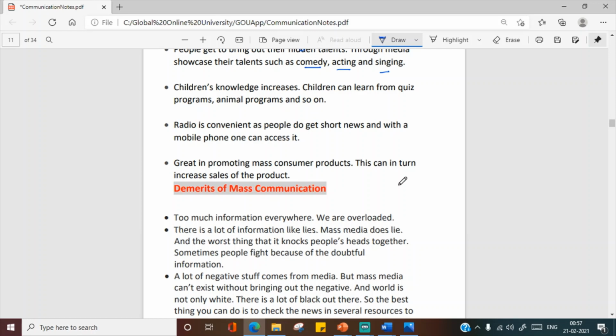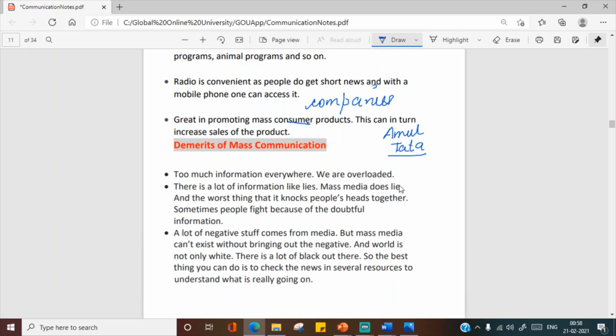Great in promoting mass consumer products. There are so many products for companies, for big companies. Mass communication is very helpful. Why? Because they can target a large number of audience, like a brand like Amul or something like Tata. These, with a single ad, can reach so many people and help them sell their product more.